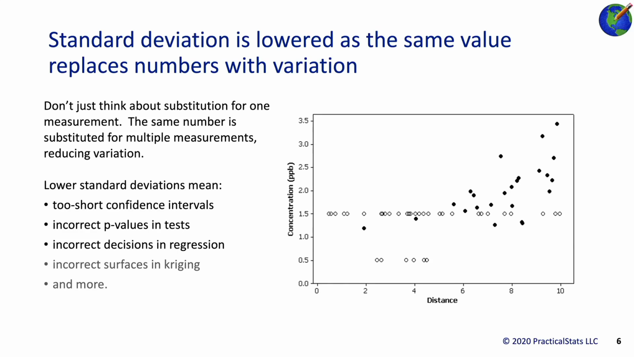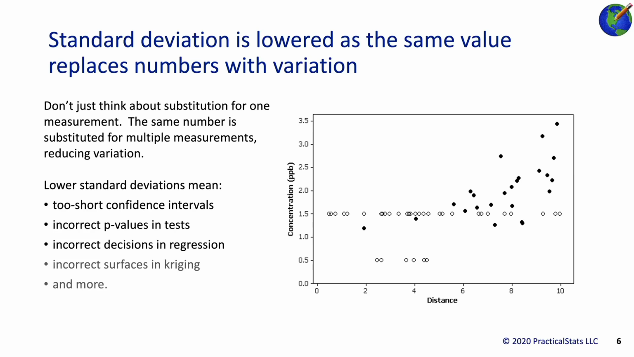So don't just think about substitution as something with one observation and it's somewhere, you don't know where, between 0 and 3. So you say, well, halfway, that's good enough. I'll just do 1.5. The problem is you're doing that over and over and over again and putting in a pattern.